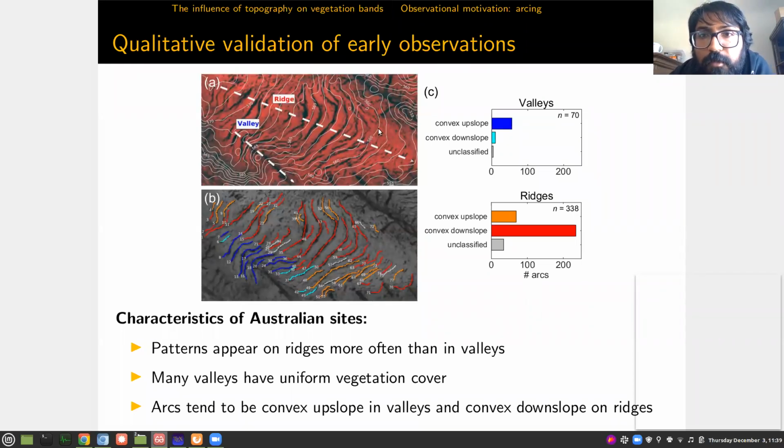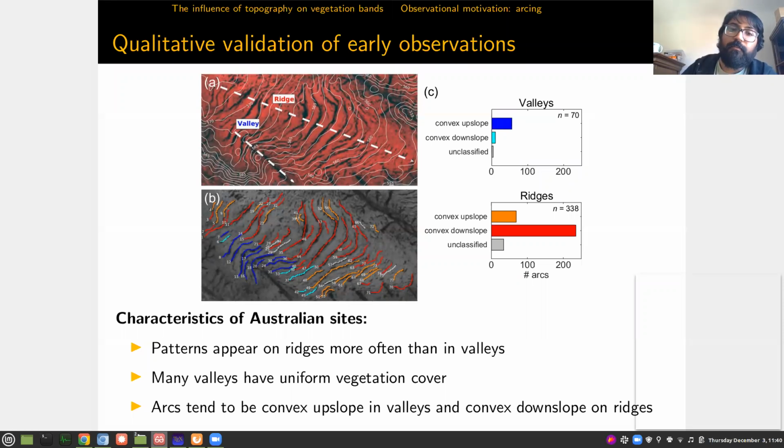And what he found was that, consistent with these predictions about the bands arcing in the direction of the elevation contours, when they were in the valleys, they were arced convex upslope, and when they were on the ridges, they were arced convex downslope. So this was consistent with that prediction, although there were some significant variations. They didn't exactly follow the contours, but there was at least this general trend in the direction of the arcing.